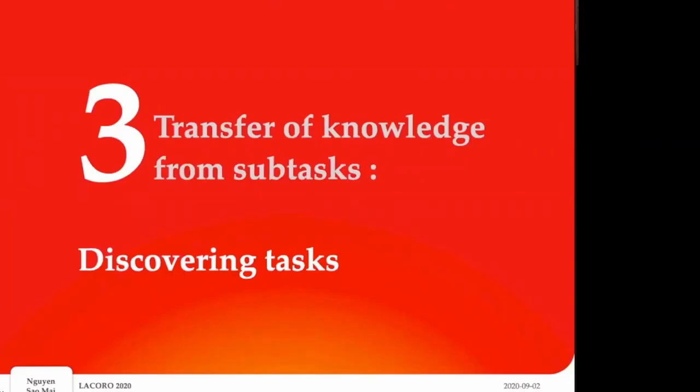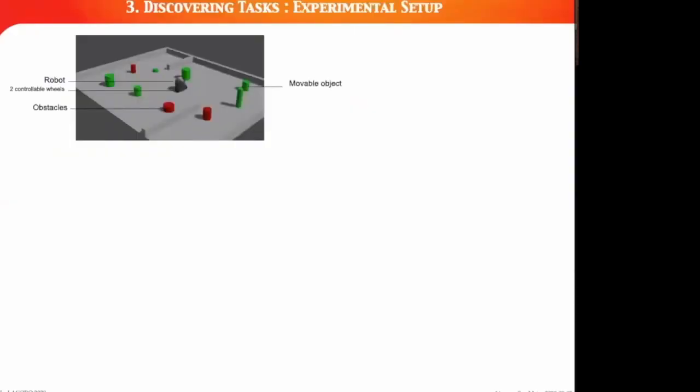For now, what we've seen is that all the tasks are already given in advance. What happens if the subtasks are not given in advance? How can it discover that these subtasks exist and learn them before completing more complex tasks? So let's come back to this example setup where the robot has to learn how the actions on its wheels will affect the positions of objects that it will push. How can it push an object with another?